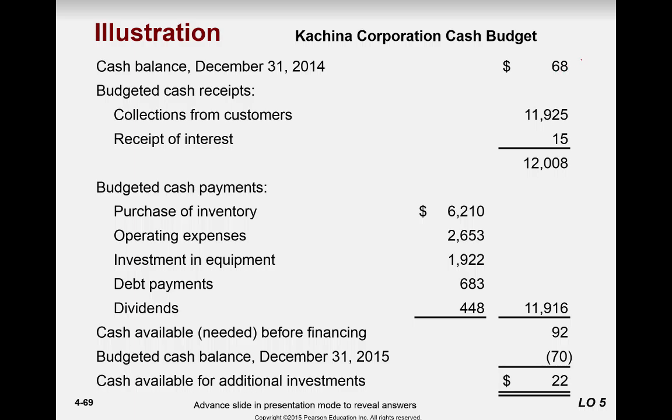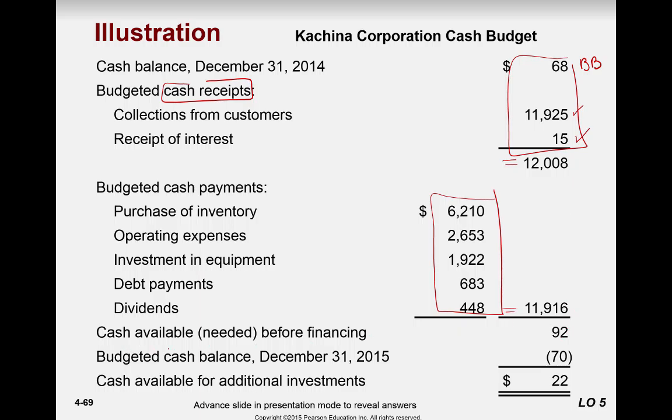So here we have our beginning balance. These were our cash receipts, right? We have cash receipts from customers and our receipts. Basically these three amounts here equal our 12,008. Then our budgeted cash payments, we add all of these amounts here to get our 11,916. So we're purchasing inventory, we have operating expenses that we have to take care of. We're taking money and investing it in equipment. We're doing our debt and our dividends. That gives us our 11,916.